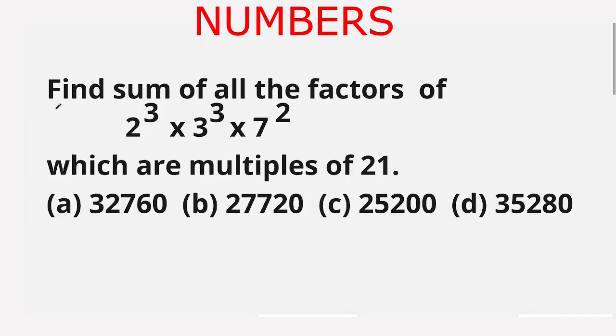Our question is, find the sum of all the factors of 2 to the power 3 multiplied by 3 to the power 3 multiplied by 7 to the power 2, which are multiples of 21. The given options are option A, 32,760, option B, 27,720, option C, 25,200, option D, 35,280.